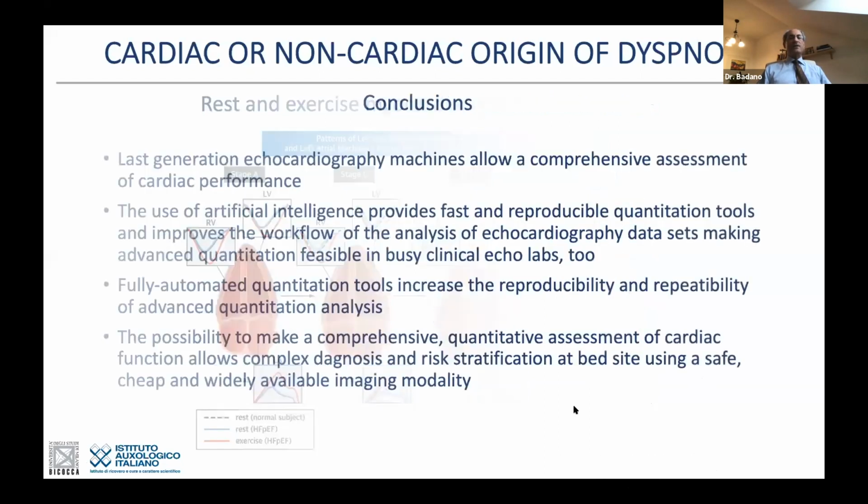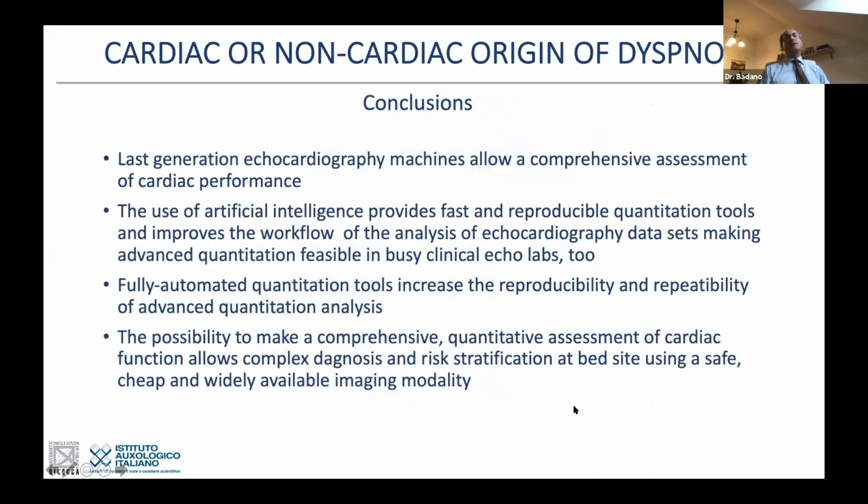So just to conclude, I wanted to share with you some concepts. The first one is that the last generation echocardiography machines allow a comprehensive assessment of the cardiac performance, not only the left ventricular ejection fraction, but the pump function and the mechanics of all 4 cardiac chambers: left ventricle, left atrium, right ventricle, and eventually right atrium.